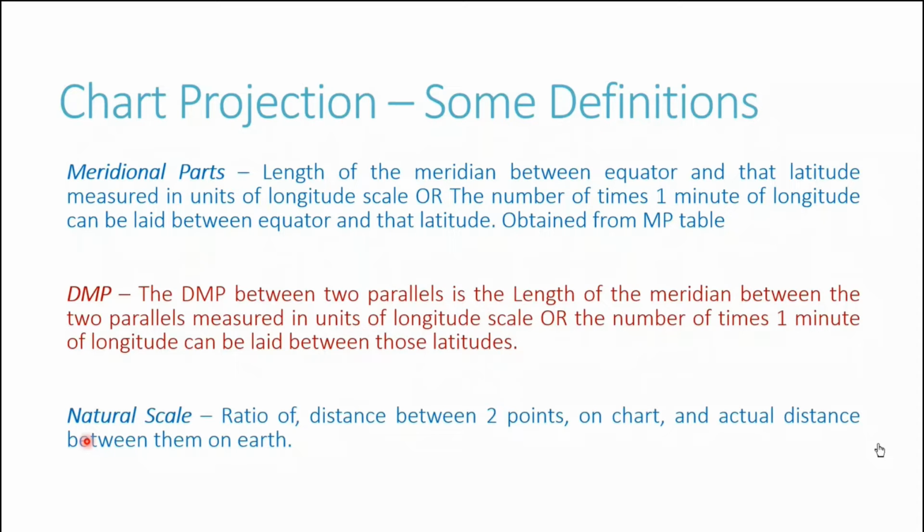The third definition which comes ahead is the natural scale of the chart. Natural scale of the chart is the ratio of distance between 2 points on the chart and the actual distance between them on the earth surface. So that is the natural scale of the chart.